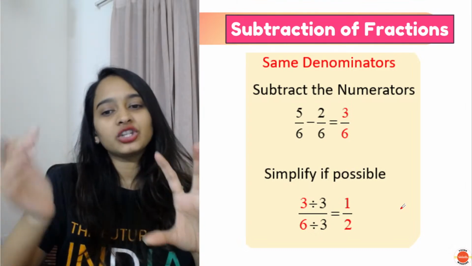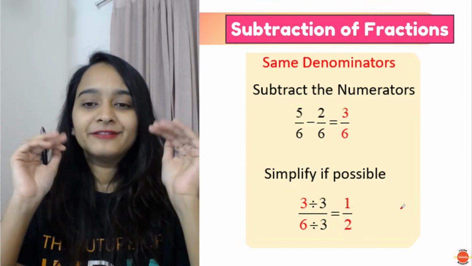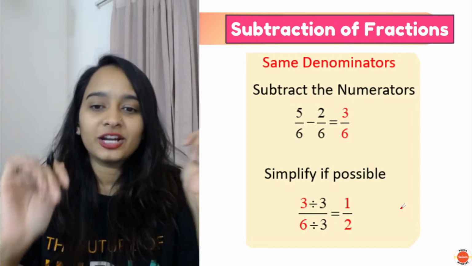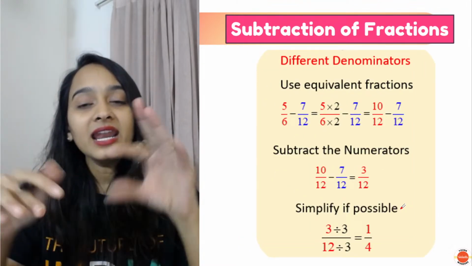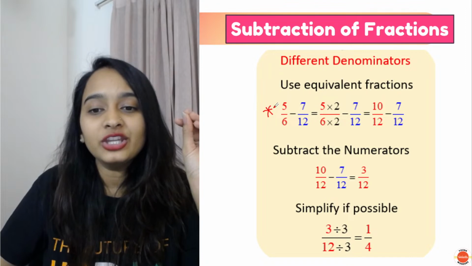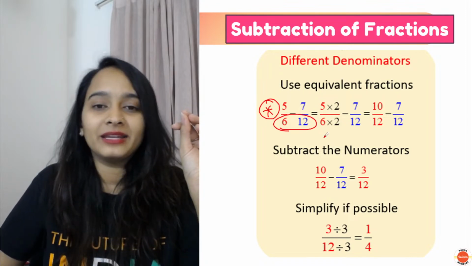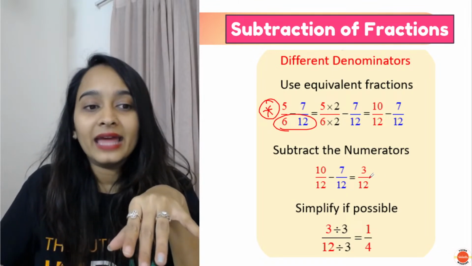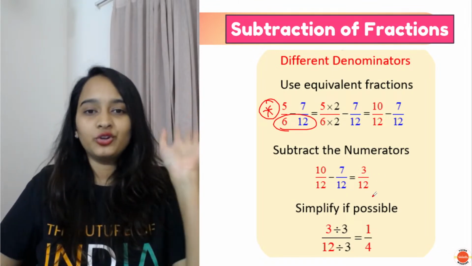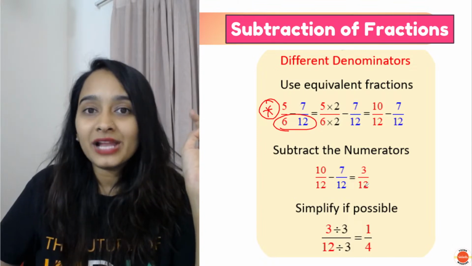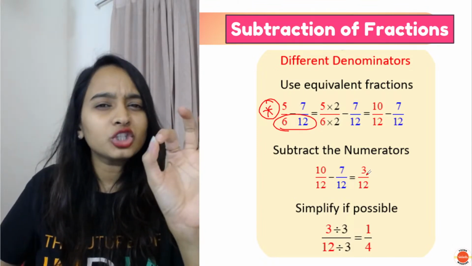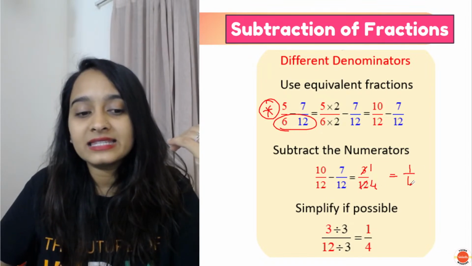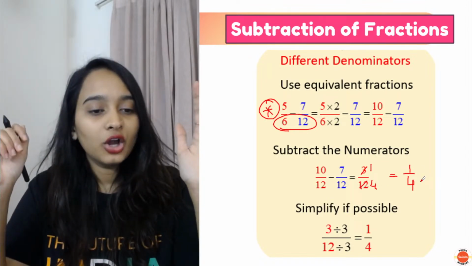Addition and subtraction we have already done. If they are like fractions, keep the denominator as it is, add and subtract your numerator. If they are unlike fractions, then you take the LCM of the denominators, convert them into the same denominator, and then you subtract your numerators. Now after getting 3 by 12, please make sure that you are cancelling it and writing it in the simplest form. Okay?